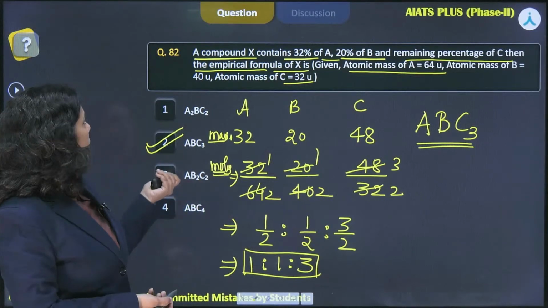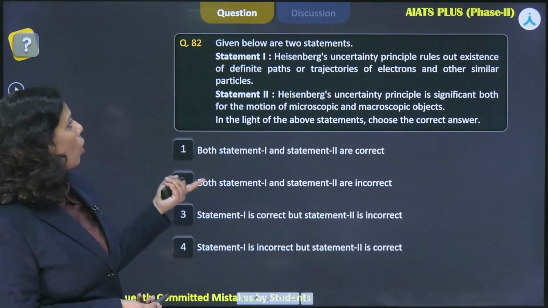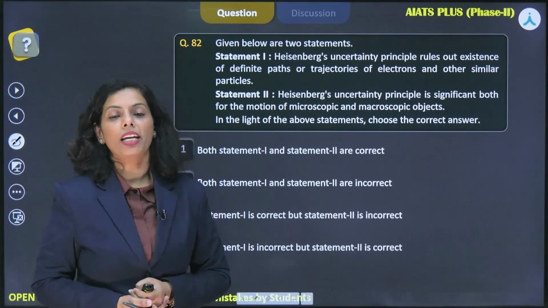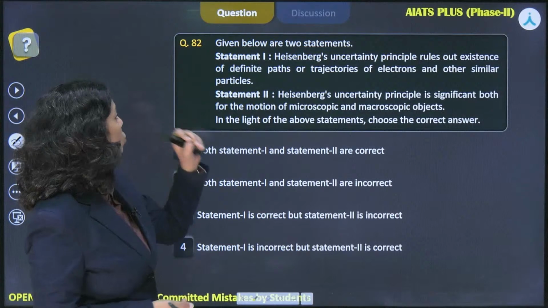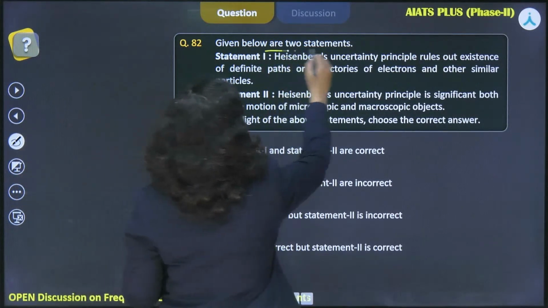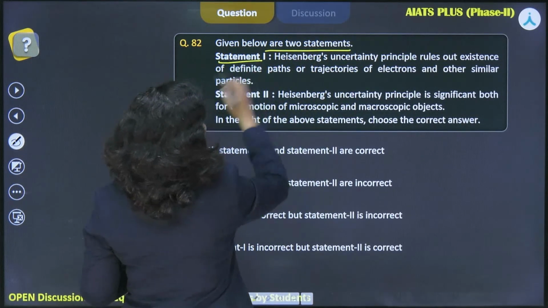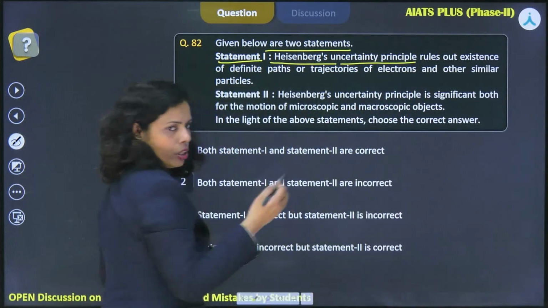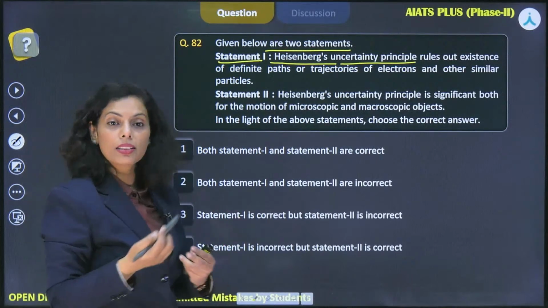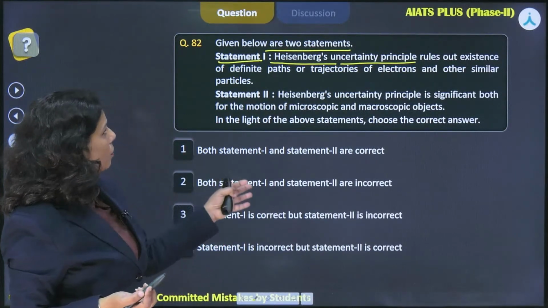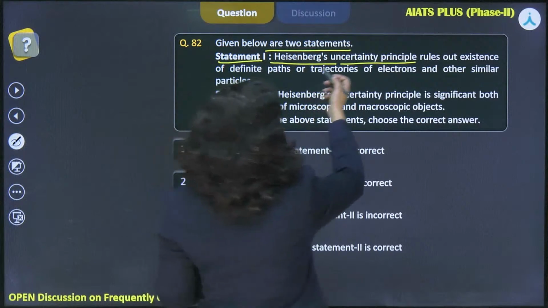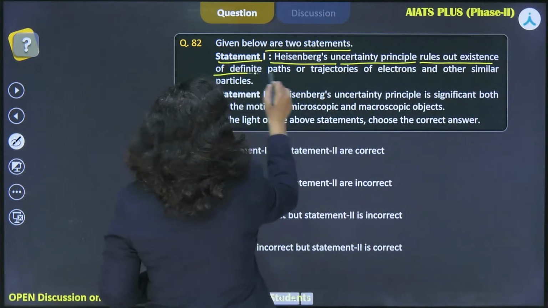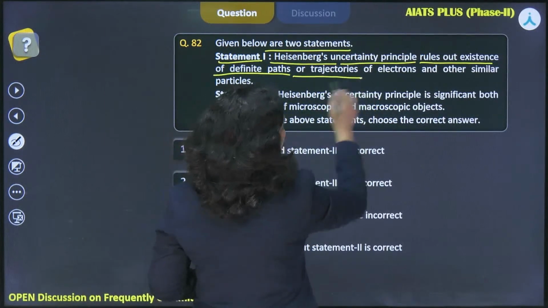Okay. So let's move forward with the next question, again from the AIATS Plus program. That is question number 82 from the paper. Given below are two statements, and statement 1 is about Heisenberg's uncertainty principle. So whatever pronunciation you use, Heisenberg uncertainty principle. B is the option. Let me check here. Heisenberg uncertainty principle rules out the existence of a definite path, right, or the trajectories.